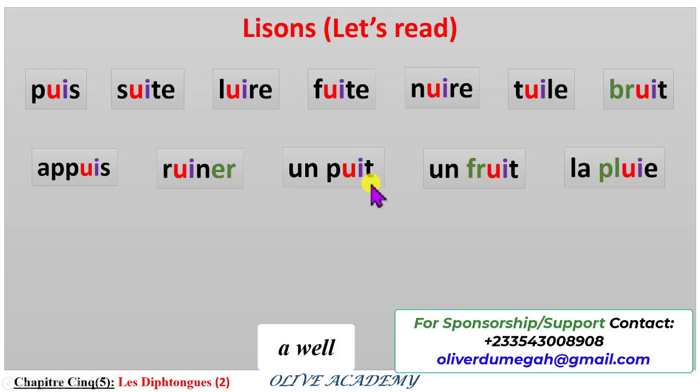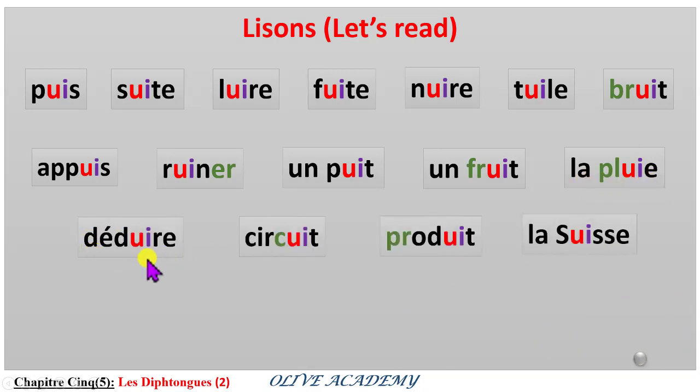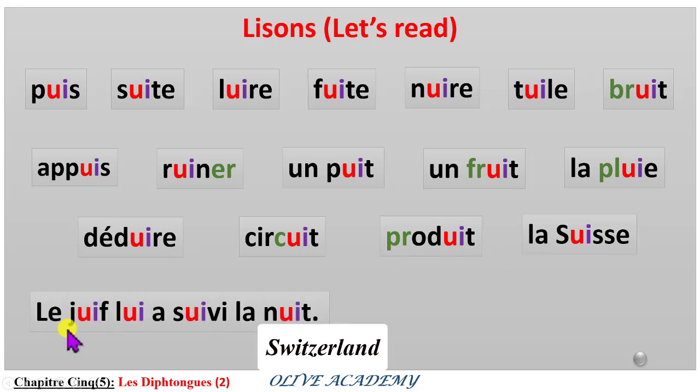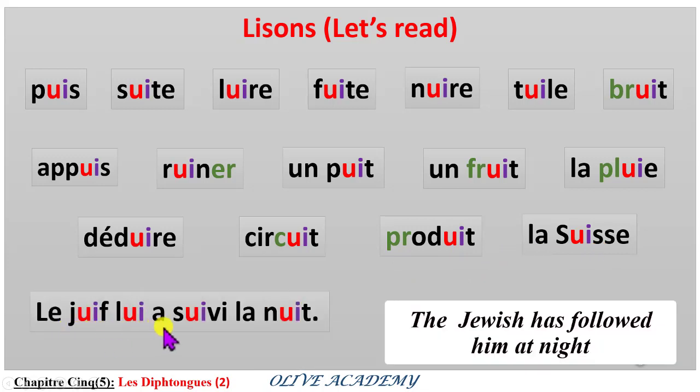Un puits. Un fruit. La pluie. Déduire. Circuit. We'll be looking at this alphabet, la lettre C. Produit. La Suisse.